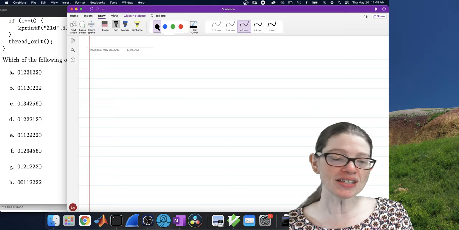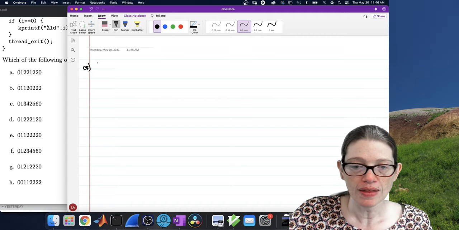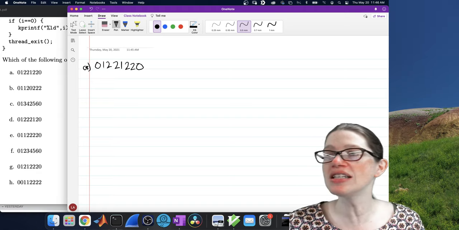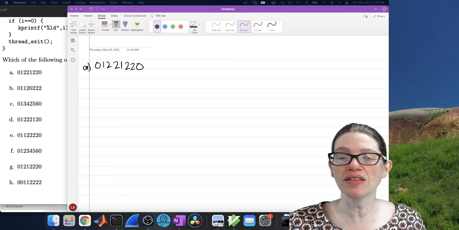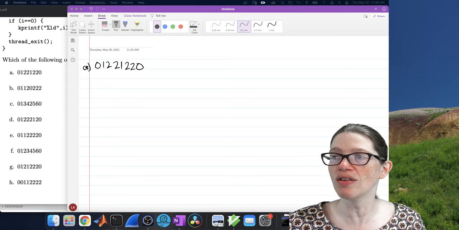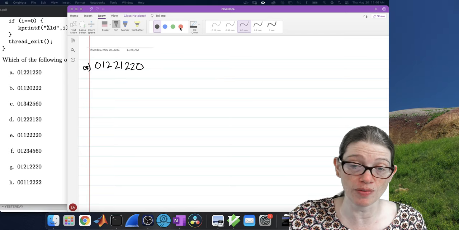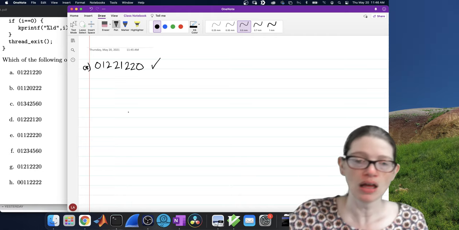Okay, so let's look at A here. A is 0, 1, 2, 2, 1, 2, 2, 0. And the question is, is that a possible output for the function that we had? And again, you can find that function on Piazza. And the answer is yes, this one is possible.